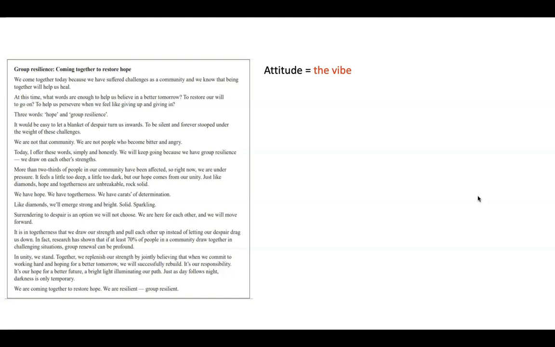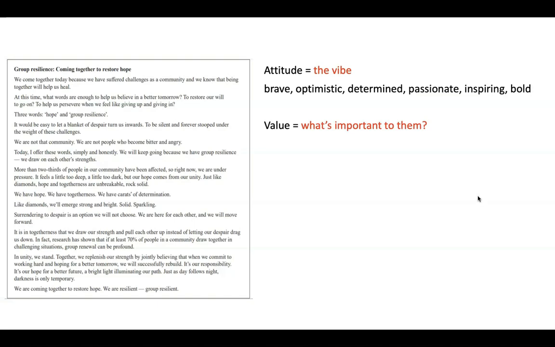Do they like the topic? Are they passionate about the topic? So for this stimulus, you could say there is a brave attitude, optimistic attitude, determined, passionate, inspiring, bold attitude. So in the exam, when it says attitude, just think the vibe. That might help you. Next up, if you're asked what a value is, you just think, well, what's important to the speaker or the author? So here you could say, togetherness is important, community, not giving up, unity, hope, resilience, the future.